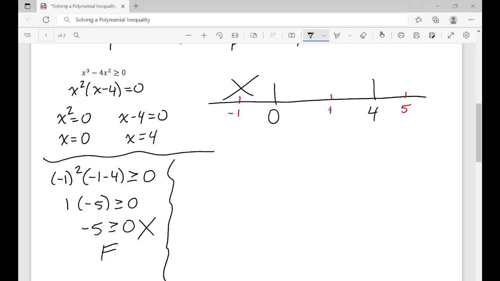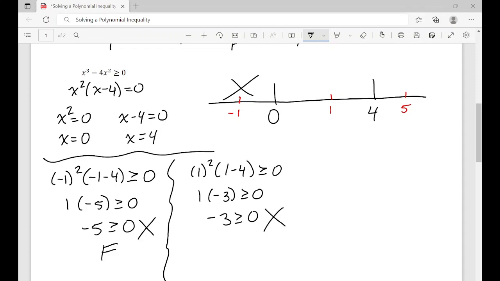Now I'm going to use 1 this time. Plug it in, and I get 1 squared times (1 minus 4) greater than 0. 1 squared again is 1. 1 minus 4 is negative 3, so negative 3 is greater than 0. Again, big old false. So everything in between is not true either.